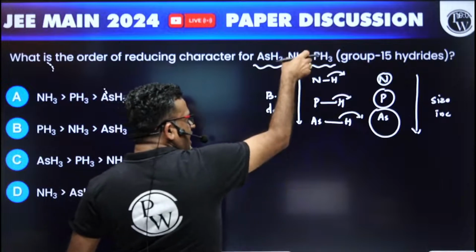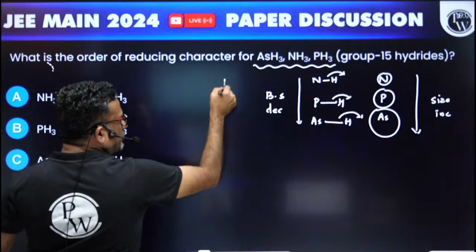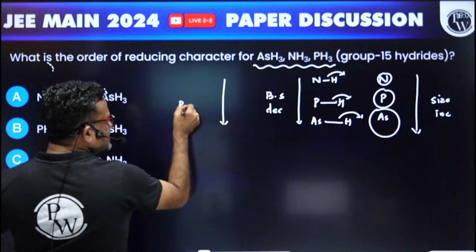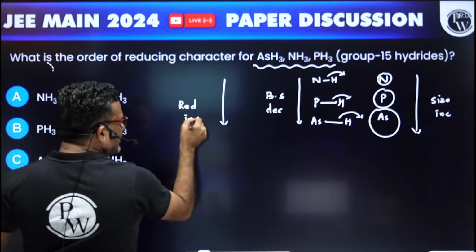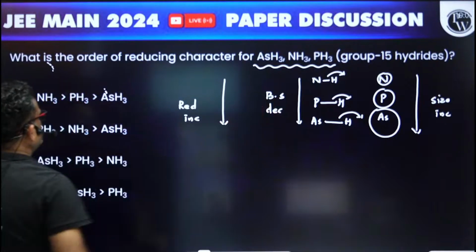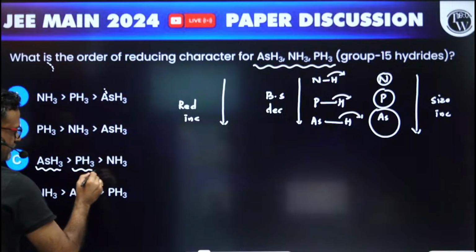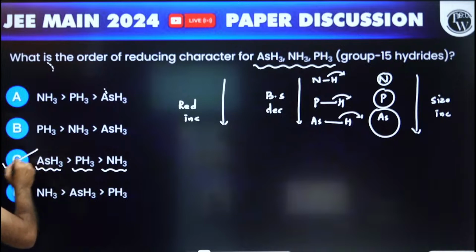Is that clear? As you come down, the ability to give hydrogen increases. If the ability to give hydrogen increases, that is reducing character increases. So which is having the highest reducing character? AsH3. AsH3 is having the highest, followed by PH3, followed by NH3. So your option is the third one.